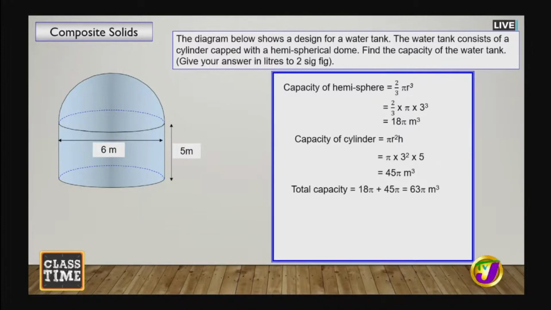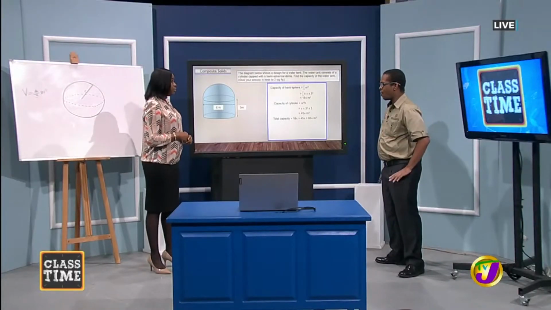But the question is asking that we give our values in liters. So we have to find a way to convert this cubic meters to cubic centimeters. And the relationship between the meter and the centimeter? I can recall that 100 centimeters gives us 1 meter. You're right. So that would be for one dimension. So let us see how that will affect the volume of a cubic meter.